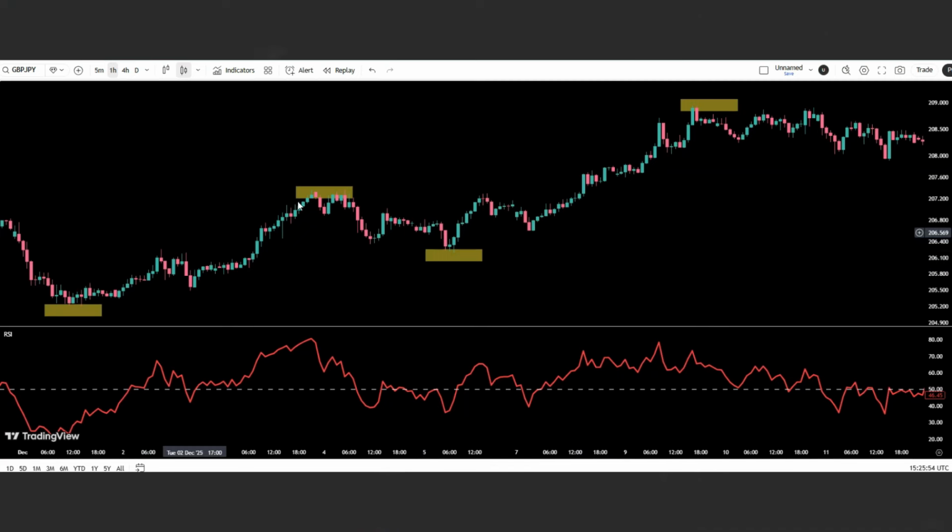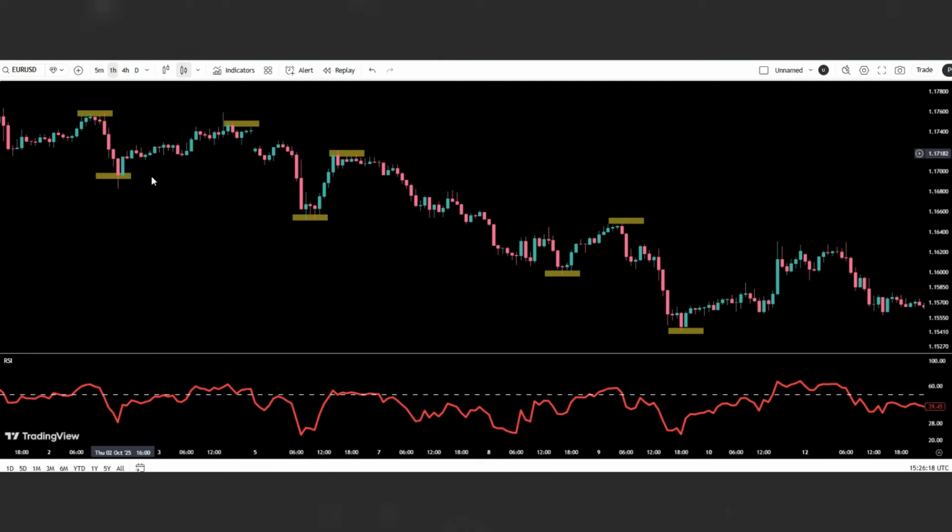Now look at this chart. You can see the price moving higher, creating higher highs and higher lows. This tells us the market is in an uptrend. To confirm the trend, we use the RSI indicator. When RSI stays above the 50 level, it shows that buying pressure is stronger than selling pressure. When price structure and RSI both point in the same direction, the trend is strong.